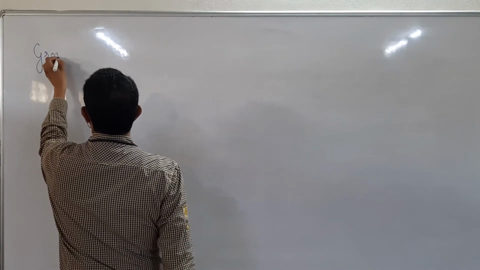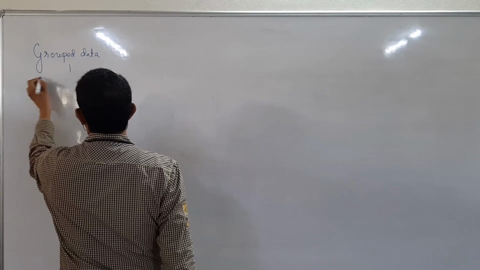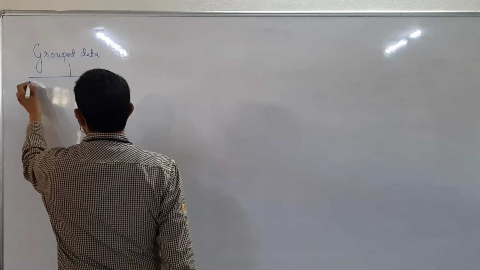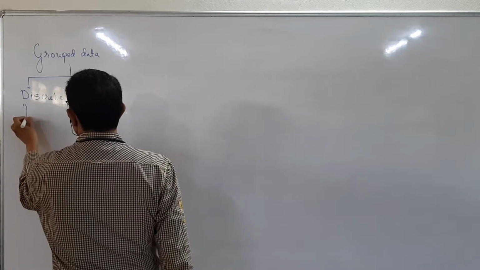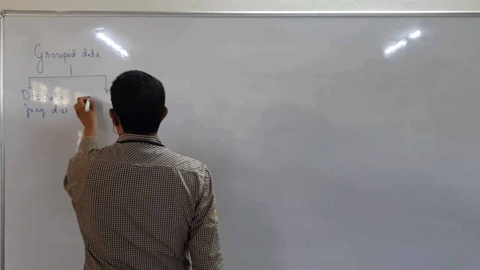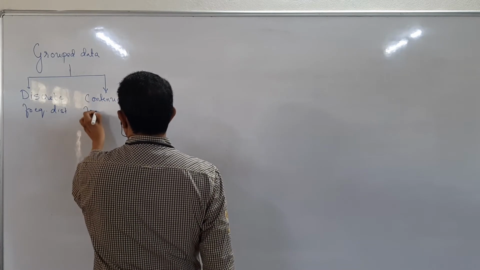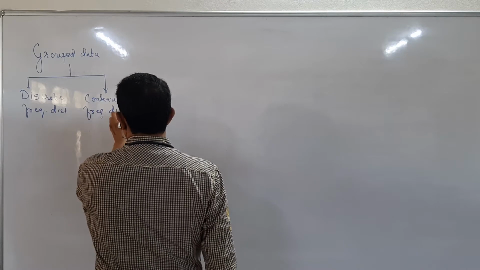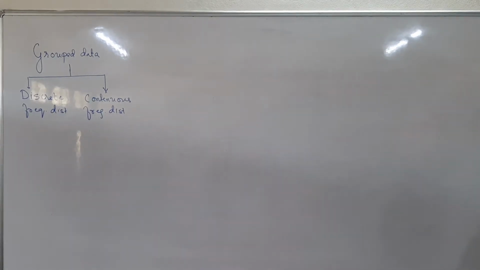Group data is divided into two parts. One is discrete frequency distribution and the other is continuous frequency distribution. Our first two questions for the day, questions 7 and 8, are involving group data and discrete frequency distribution.